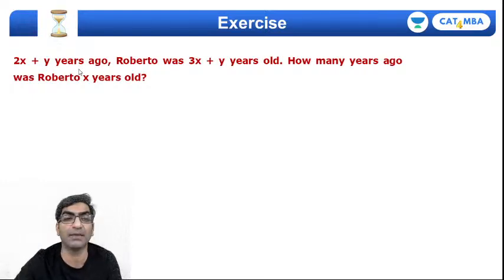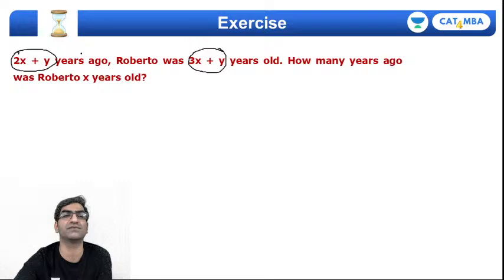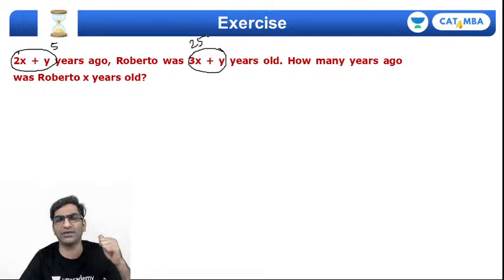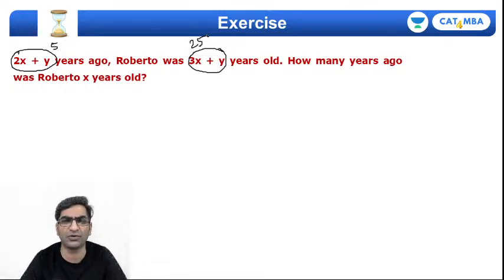The way out of the dilemma is that you look at each of these statements and try and assume values, right, instead of the variables. So for example, instead of these variables, I assume a value. Let's say 5 years ago, Roberto was 25 years old. Right? Now imagine this. If Roberto was 25 years old 5 years ago, how much will he be today? How will I get his present age? Well, I simply add 5 back, right?